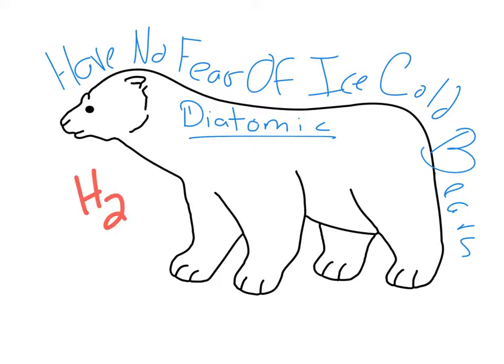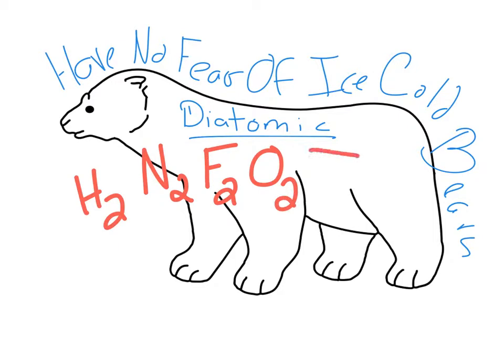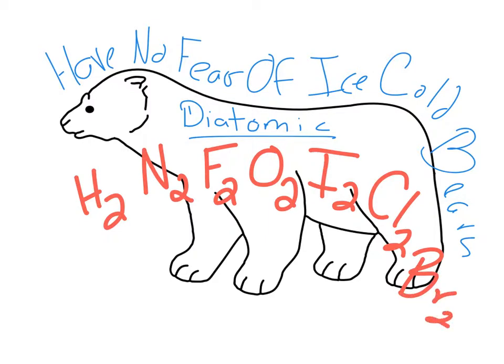They are H2, N2, F2, O2, I2, Cl2, and Br2. Hydrogen, nitrogen, fluorine, oxygen, iodine, chlorine, and bromine are all diatomic. They exist in nature stuck together to themselves. Okie doke. Let's keep that in mind before we move on.